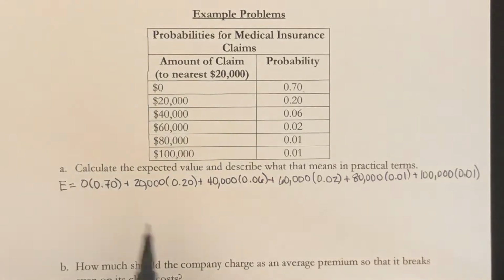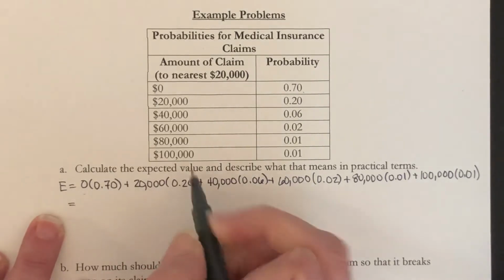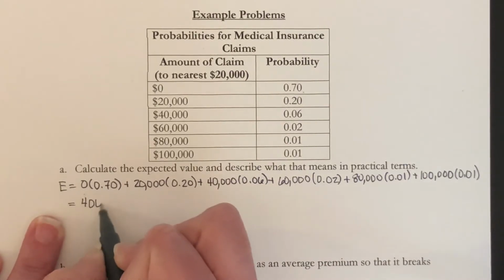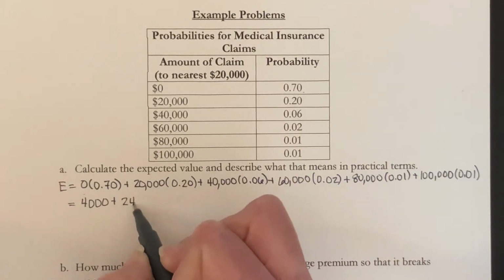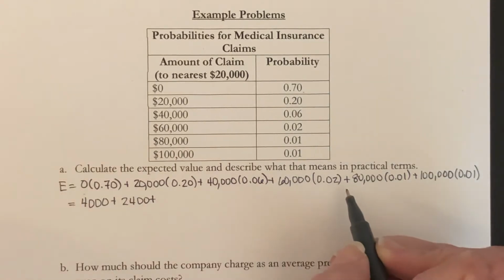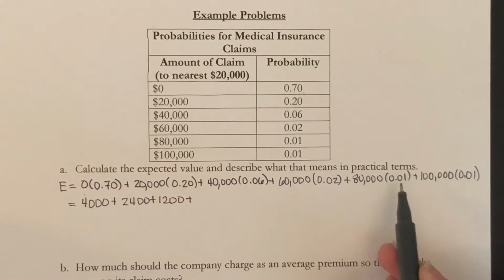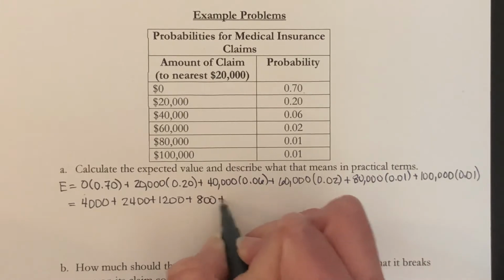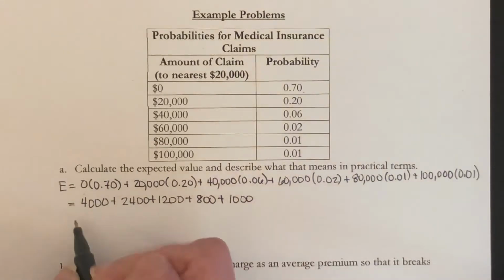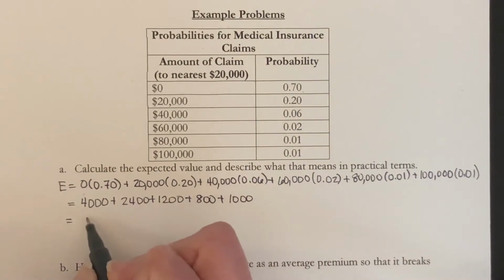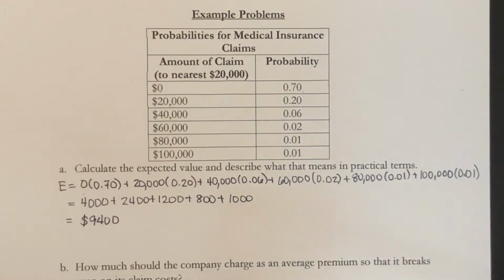So now, if we do these multiplications, of course, 0 times 0.70 is 0. 20,000 times 0.2 is 4,000. Plus 40,000 times 0.06 is 2,400. Plus 60,000 times 0.02 is 1,200. Plus 80,000 times 0.01 is 800. Plus 100,000 times 0.01 is 1,000. And if you add all these up, you get $9,400. So what does this mean?